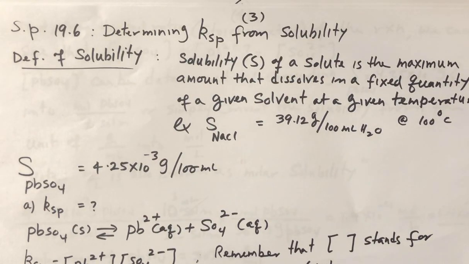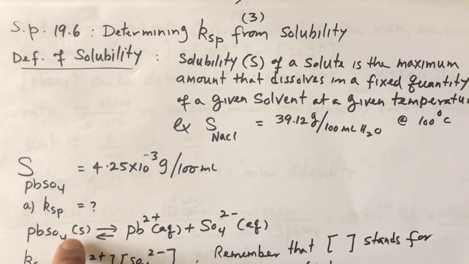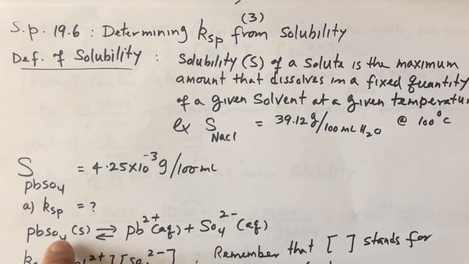If we want to calculate the Ksp, all we need to have is basically the concentrations of the ions produced due to the equilibrium that exists between the solid and the aqueous components. So first we write the dissociation reaction, or the solubility equilibrium reaction, I should say, for the lead sulfate.